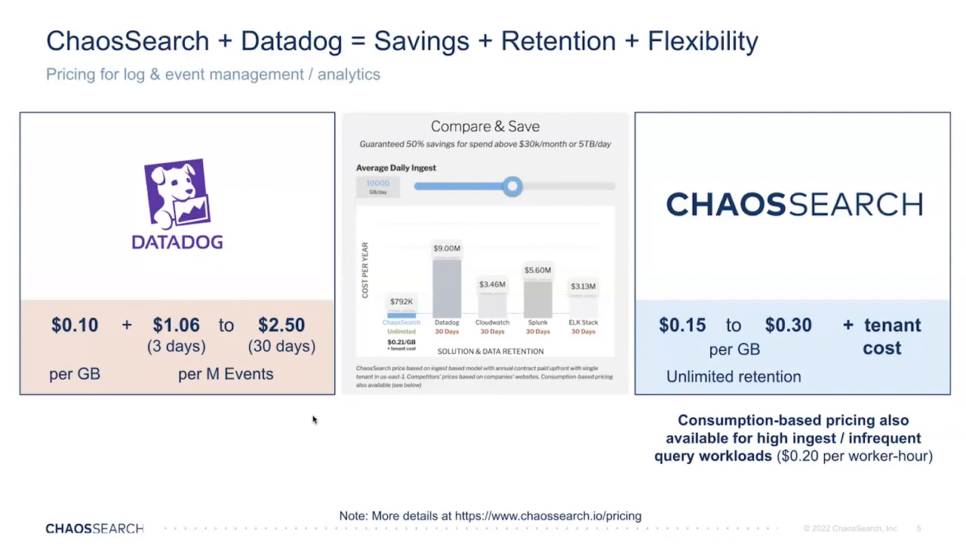On top of that, if you have use cases where the level of ingestion is not fully aligned with the value, then you can use our consumption-based pricing, where you only pay for the compute you use. We charge 20 cents per worker hour, and this pricing model is very efficient when you have high ingest, low query type of use cases, which can be even a fraction of our ingest-based price.